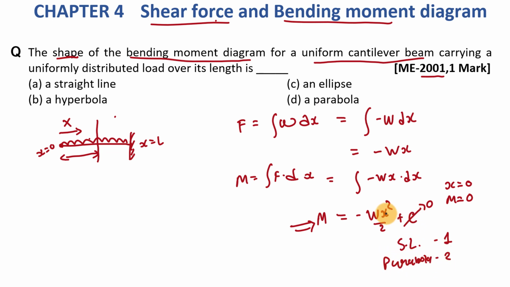And if here the power of x is 3, then shape of this bending moment diagram will be cubic curve. So here power is 2, so shape of bending moment diagram is parabola.